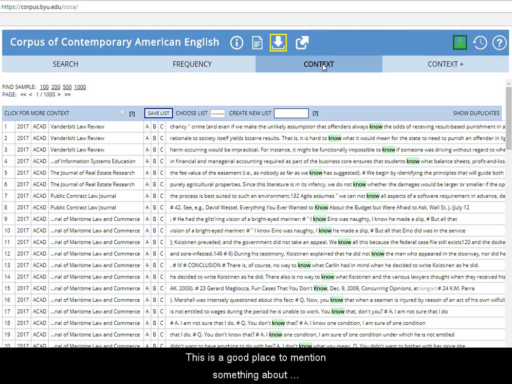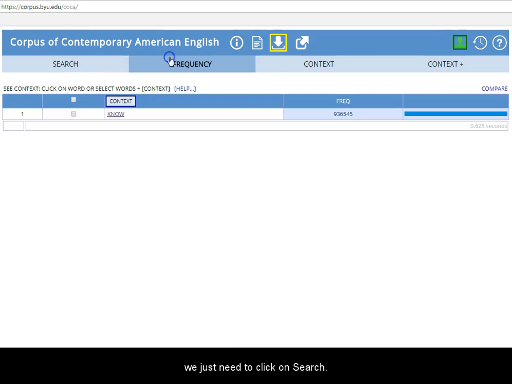This is a good place to mention something about navigating within COCA. It is important that we do not use the back button in our browser, but rather we use the tabs in the interface, Search, Frequency, and Context, to navigate. So, to continue our searches, we just need to click on Search.